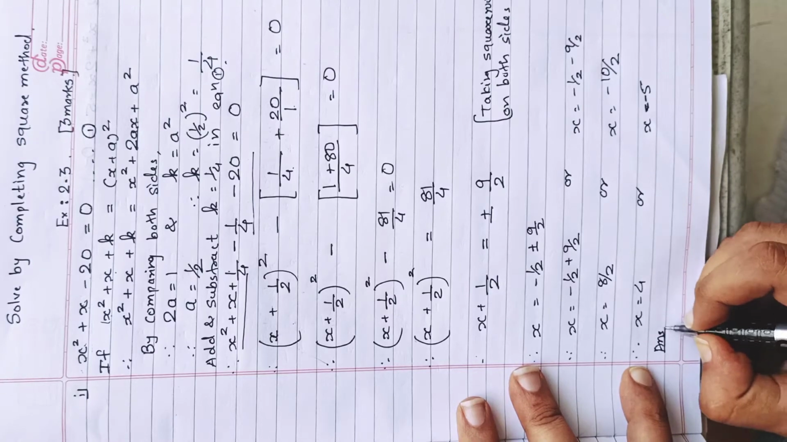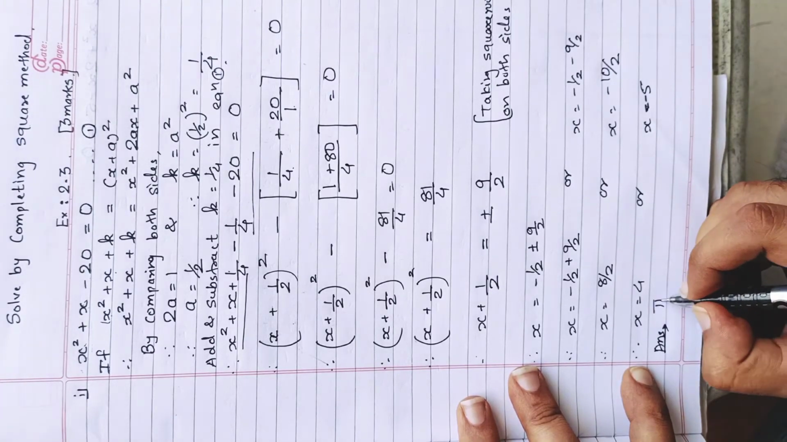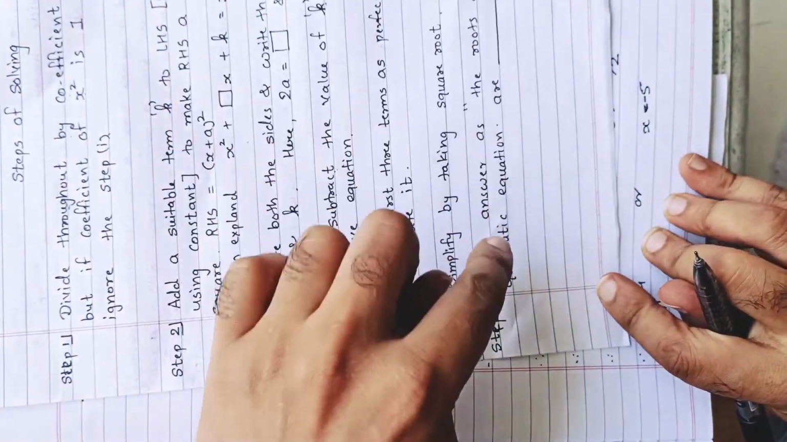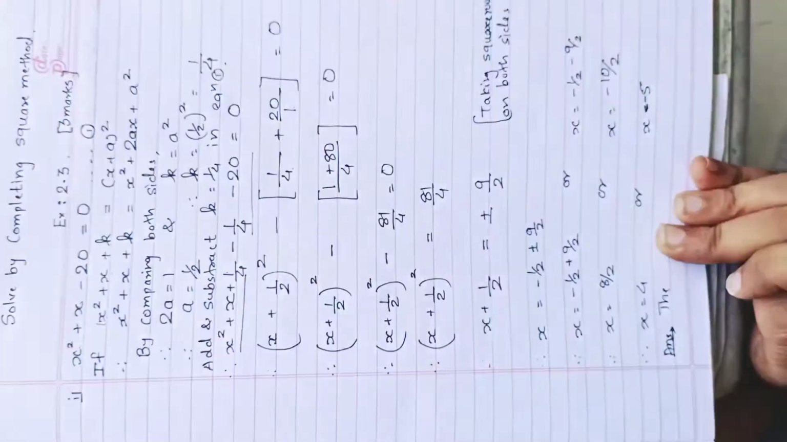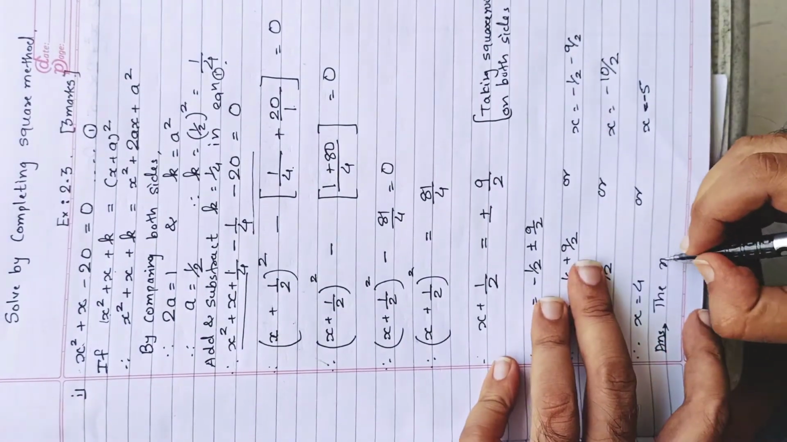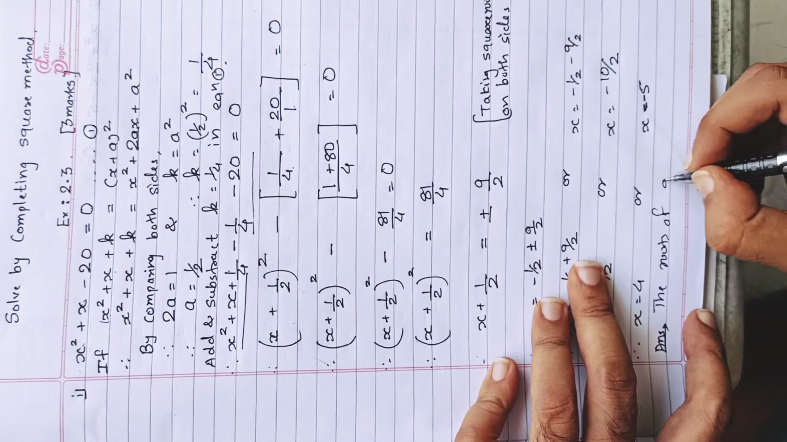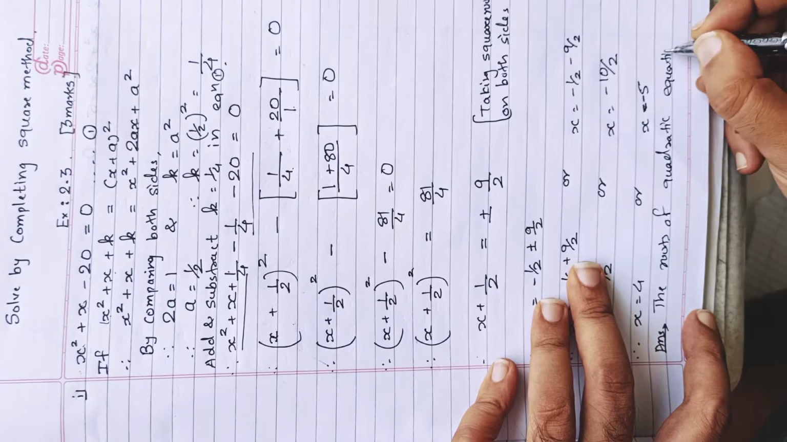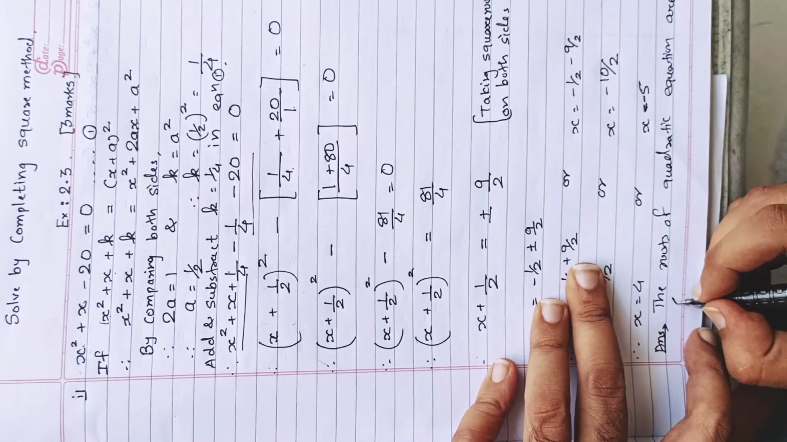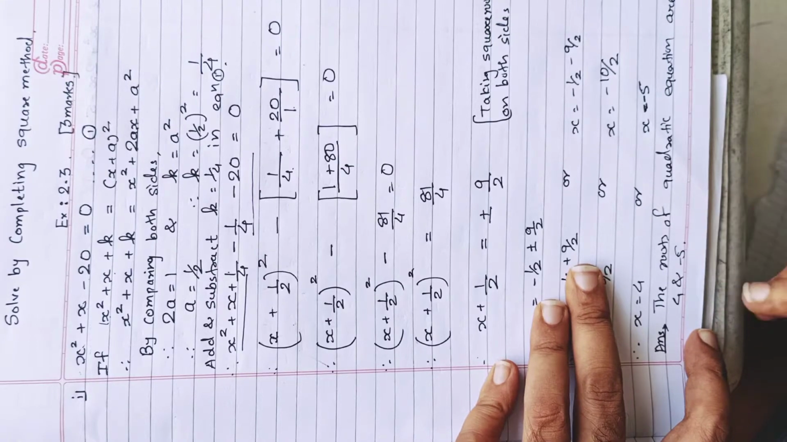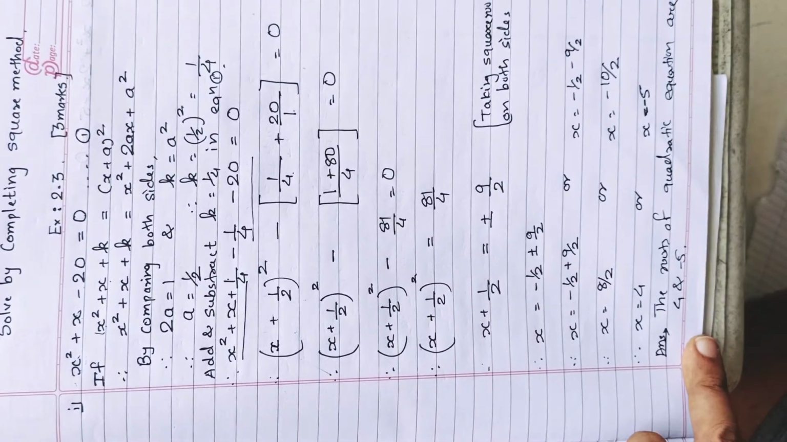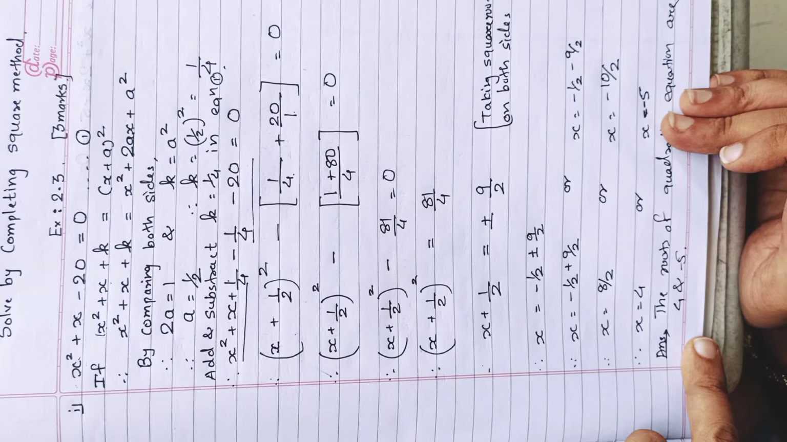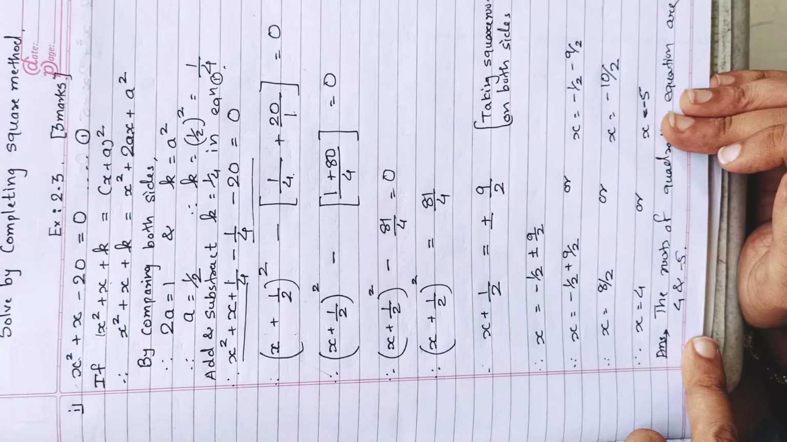So the answer. What is the answer? In the final step you write: the roots of the quadratic equation are dash and dash. So the roots of the quadratic equation are 4 and minus 5, and this is the answer. Hope you understood the method. Don't worry if you have not understood the method in the first attempt, no problem. We will be solving many sums, so slowly you will understand.